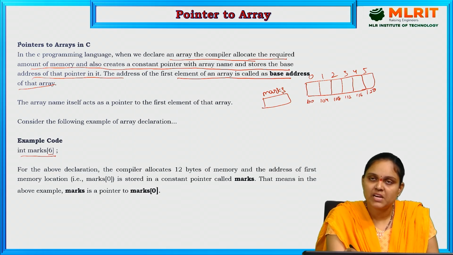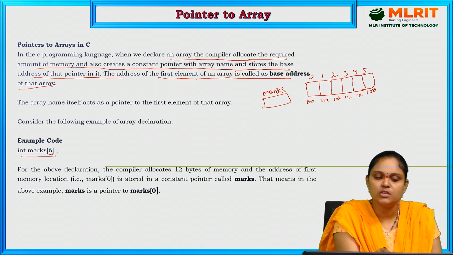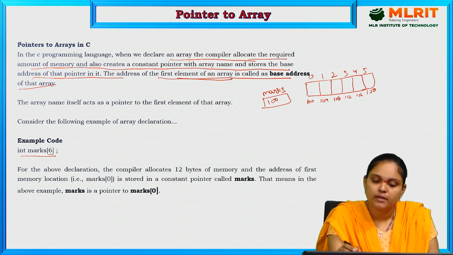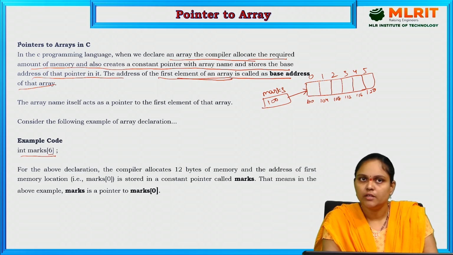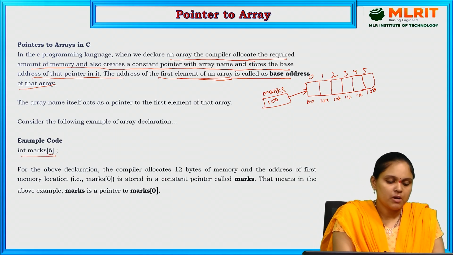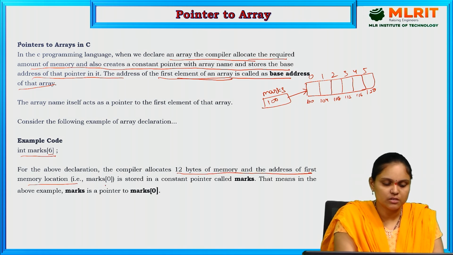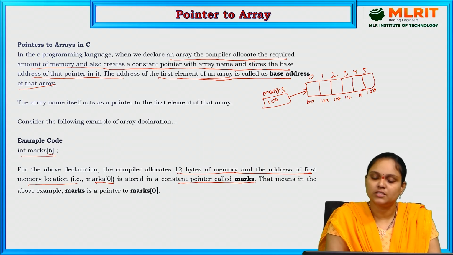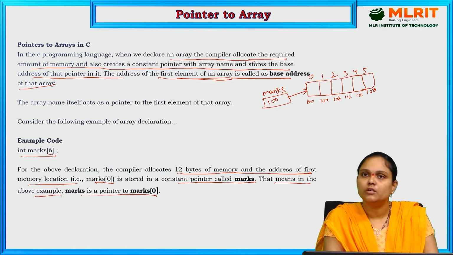And in this marks, the name of the array, we'll have the base address. The base address is nothing but the first element address of an array. So the first element address of the array is 100, and marks will point to that particular array. So for the above declaration, the compiler allocates memory, and the address of the first memory location, that is marks[0], is stored in the constant pointer called marks. That means in the above example, marks is a pointer to marks[0].